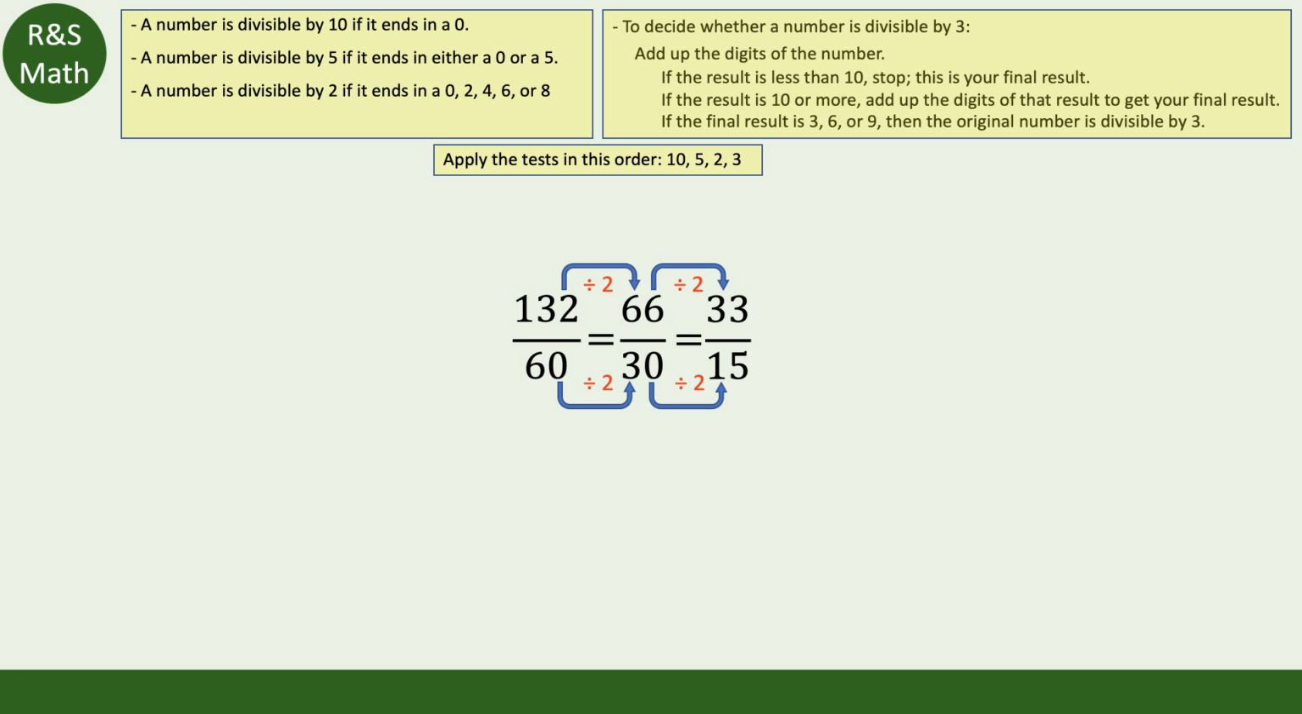We need to apply the divisibility test for 3 to both 33 and 15. We need to add up the digits. 3 plus 3 is 6, so 33 is divisible by 3. 1 plus 5 is 6, so 15 is also divisible by 3. 33 divided by 3 is 11, and 15 divided by 3 is 5. This gives us 11/5. From here we can see that there are no other numbers that divide evenly into both 11 and 5, so 11/5 is the fully simplified form of 132/60ths.